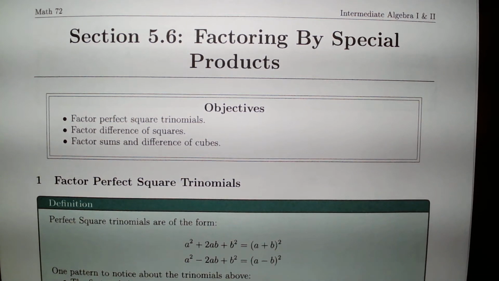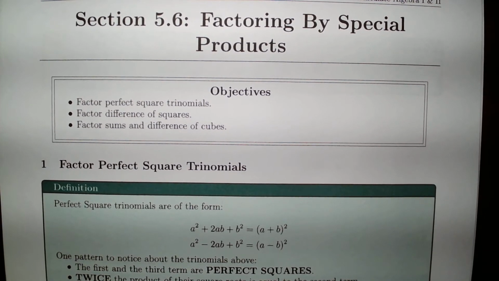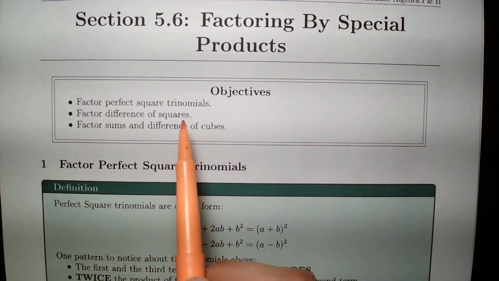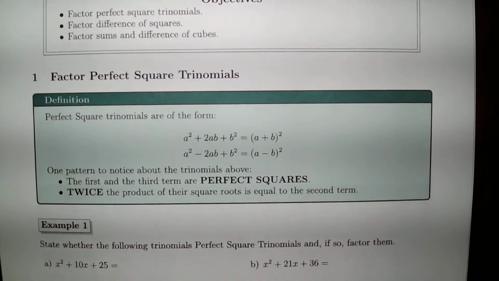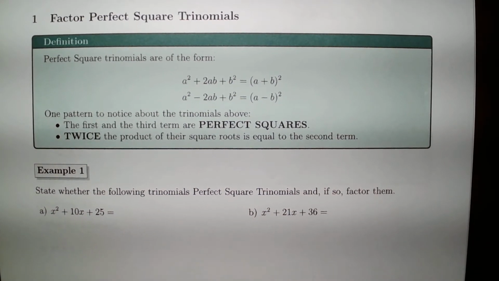Alright, so in this video we go over section 5.6, factoring special products, in which we are going to factor perfect square trinomials, factor differences of squares, and factor sums and differences of cubes. So let's start with the first topic, factor perfect square trinomials.